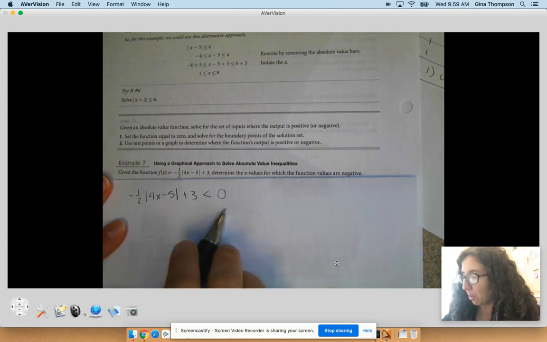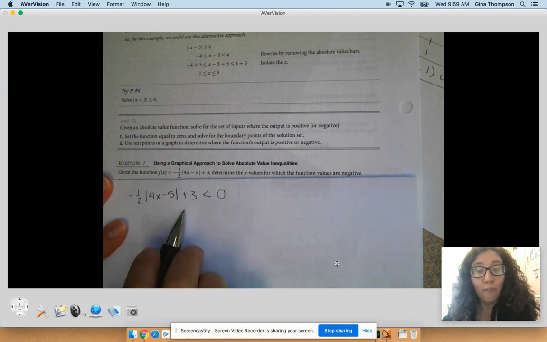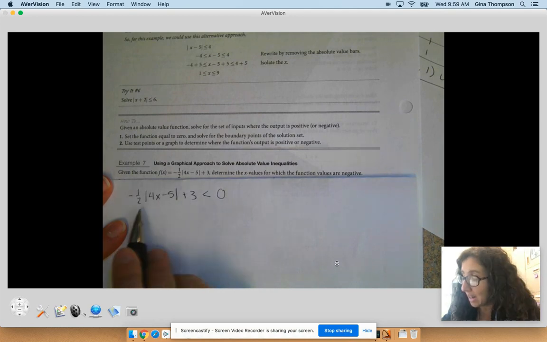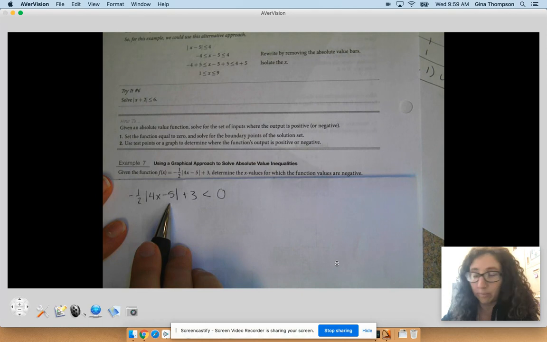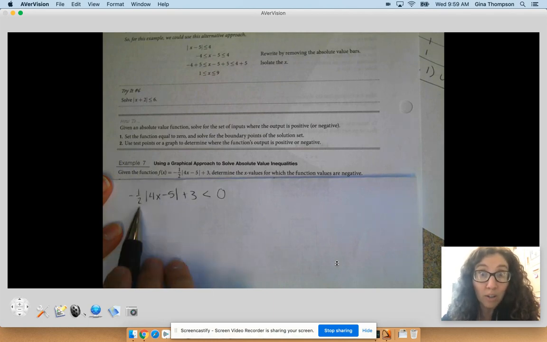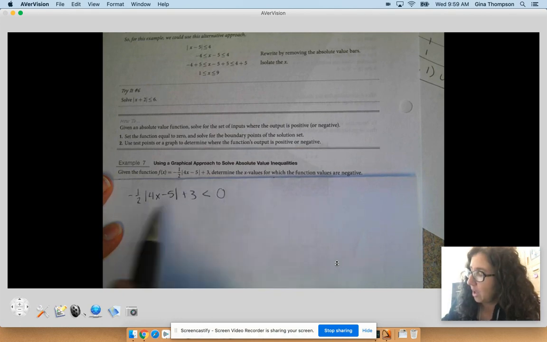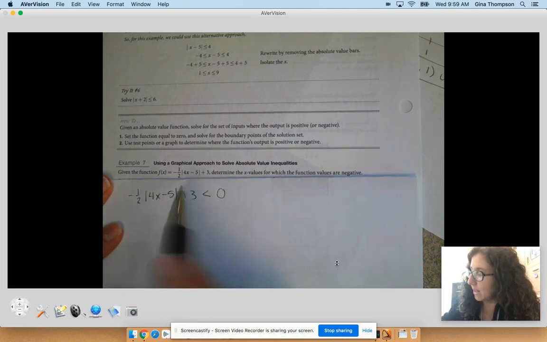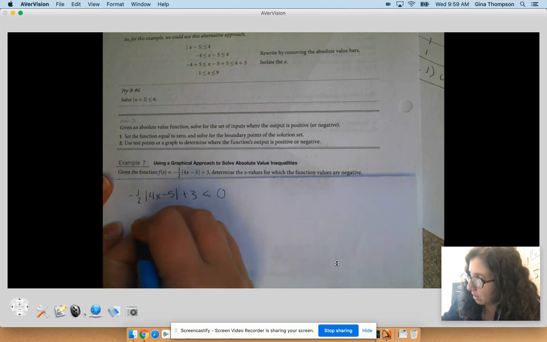Okay, so it's a little bit more complicated. Again, the first thing we need to do is we can't do anything until we isolate this absolute value. Can I distribute this minus 1/2 into the inside of this absolute value sign? No, we can never do that. We cannot distribute numbers in, okay? So don't try it, even though lots of students do. So first thing, let's bring this negative 3 over here.